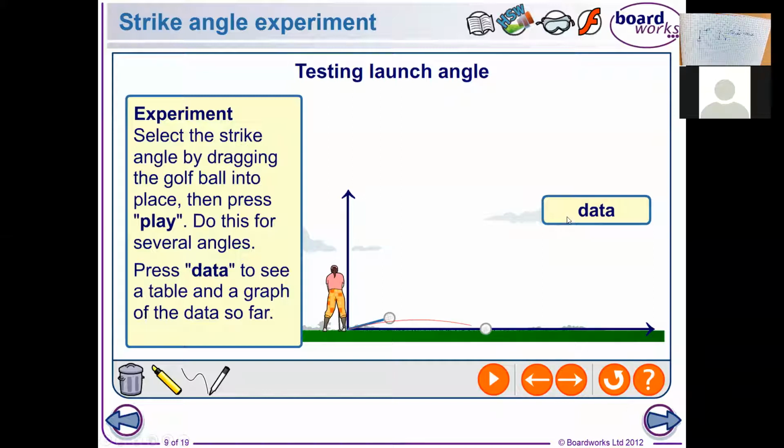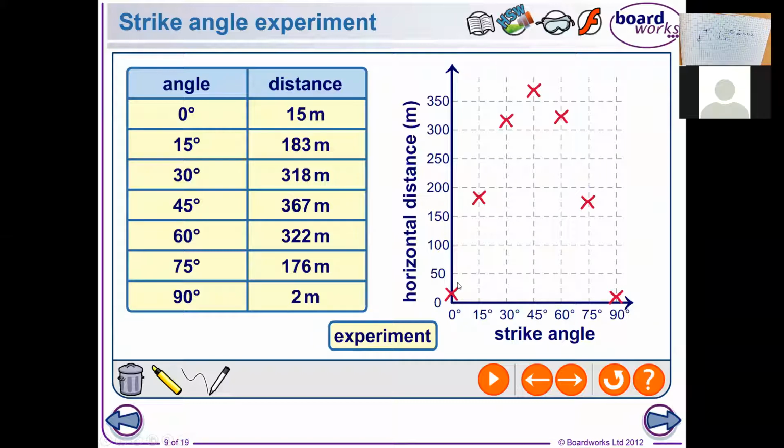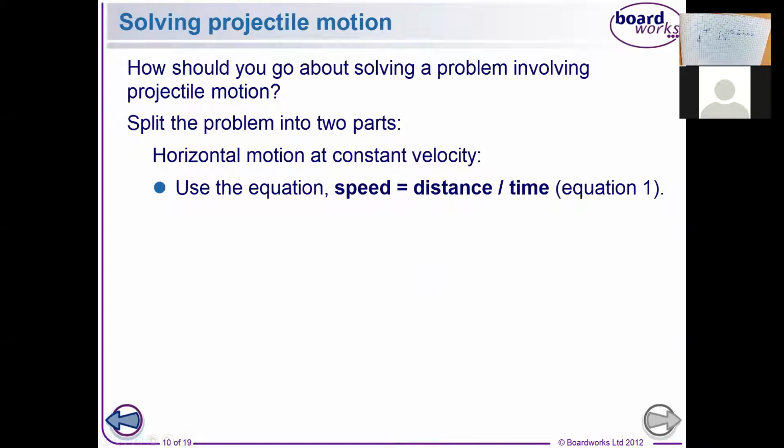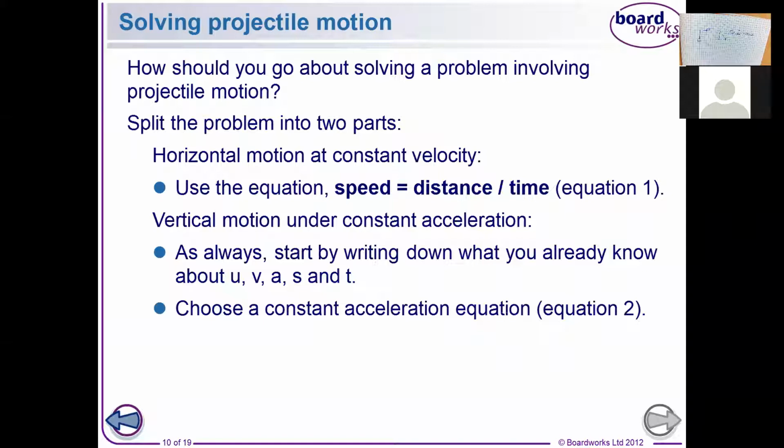And we end up with a table of data. So if you plot that on a graph, you can see that peak, if we draw an imaginary line of best fit here, that peak would be around 45 degrees. So when we're doing a mathematical problem based on projectile motion, we split the problem into two parts: the horizontal component of the velocity of the projectile, and the vertical component, and we use our SUVAT equations.